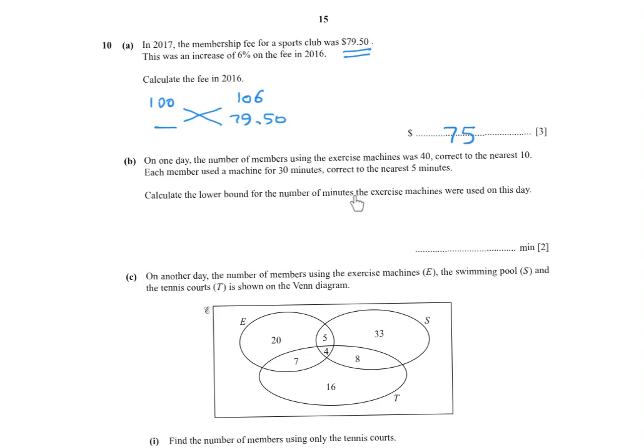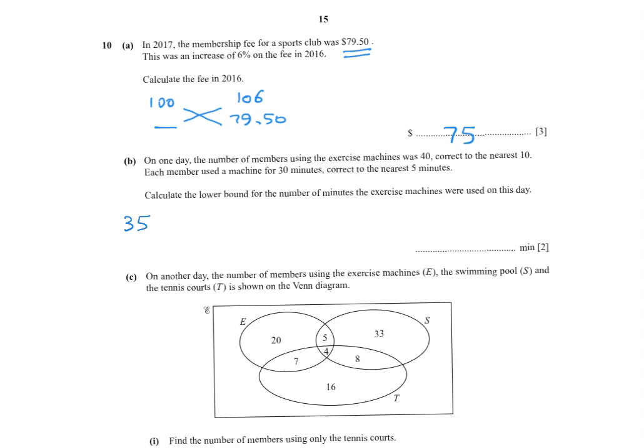To find the number of minutes, you must multiply the number of members by the time for each machine. But the number of members is correct to the nearest 10, and the time is correct to the nearest 5, so we have upper and lower bounds. If we need to find the lower, 10 divided by 2 equals 5. Then 40 minus 5 equals 35. So the lower bound for the number of members is 35.